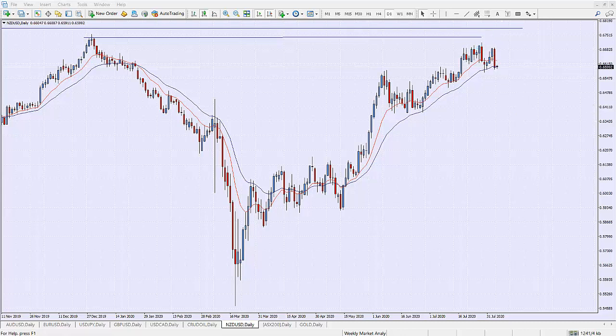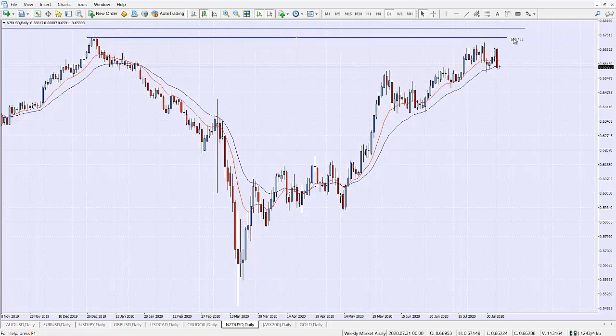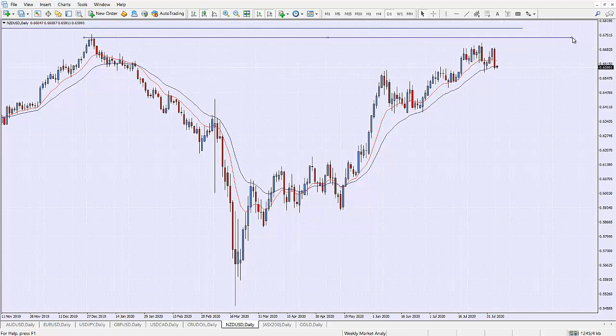It didn't quite get there. Let me just extend this line out further along. And let me extend the one that I just drew further along as well. Alright, so what I'm going to look for.